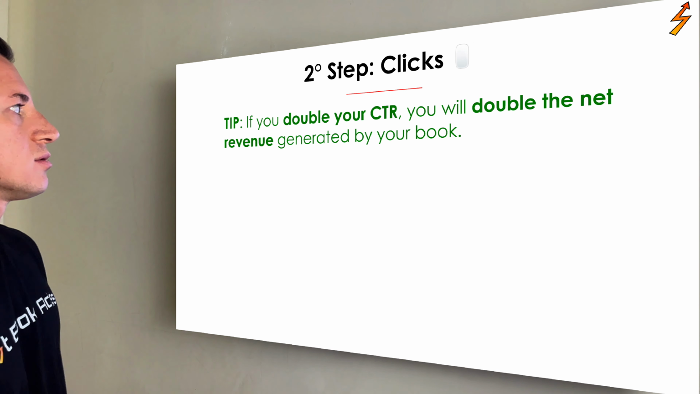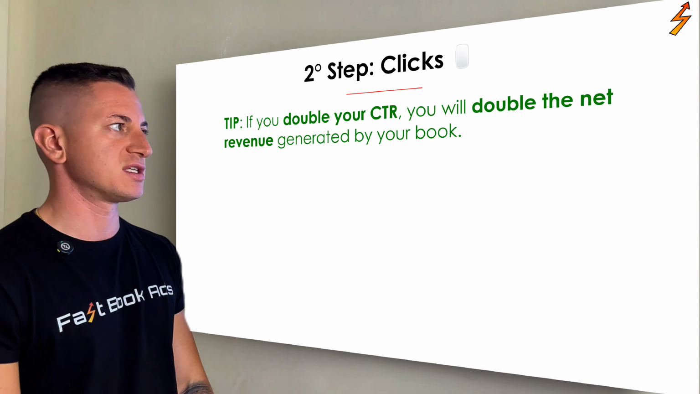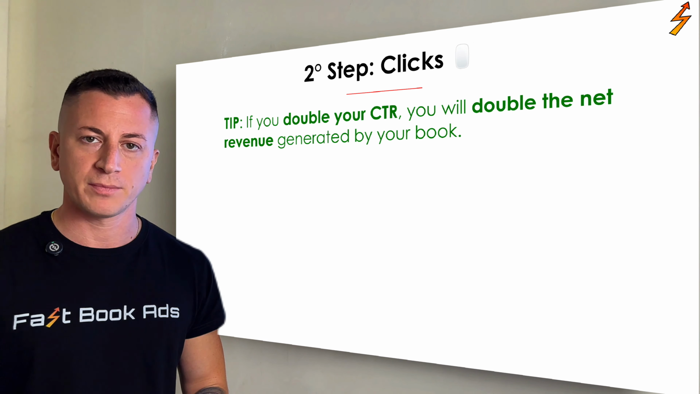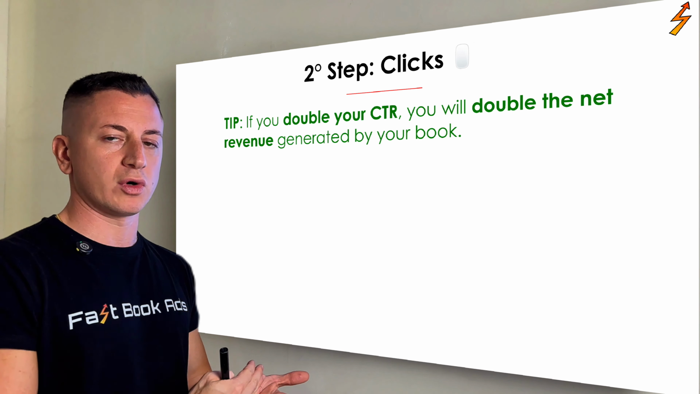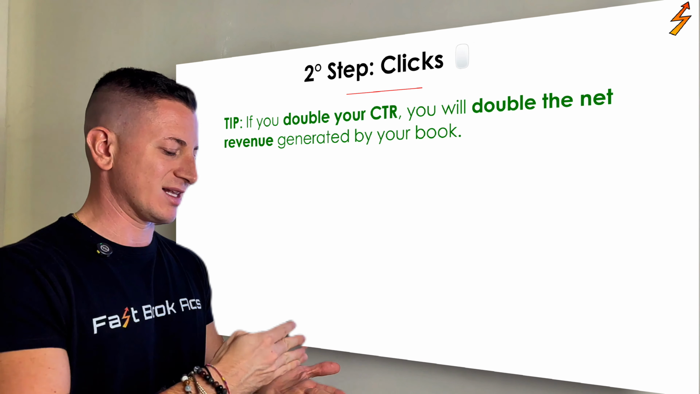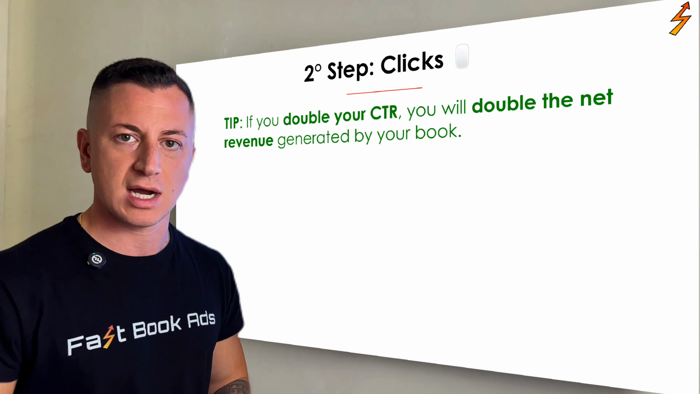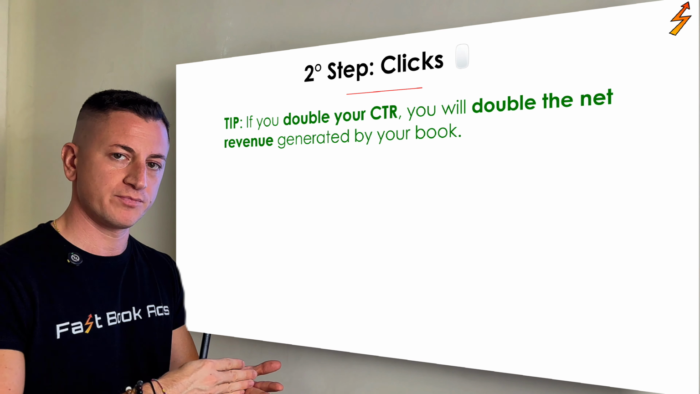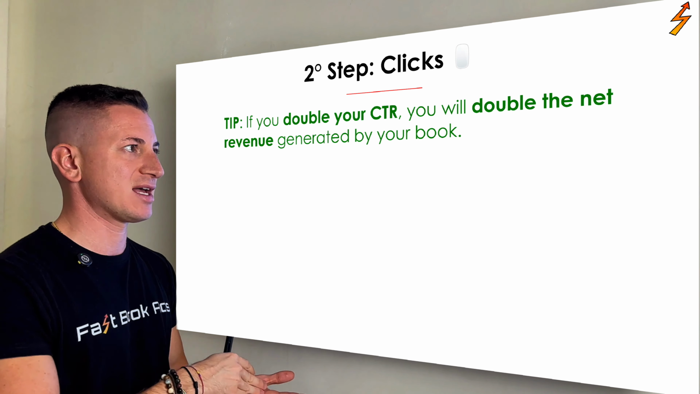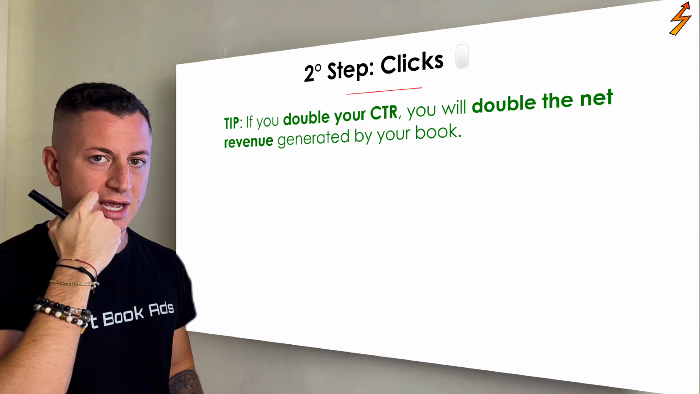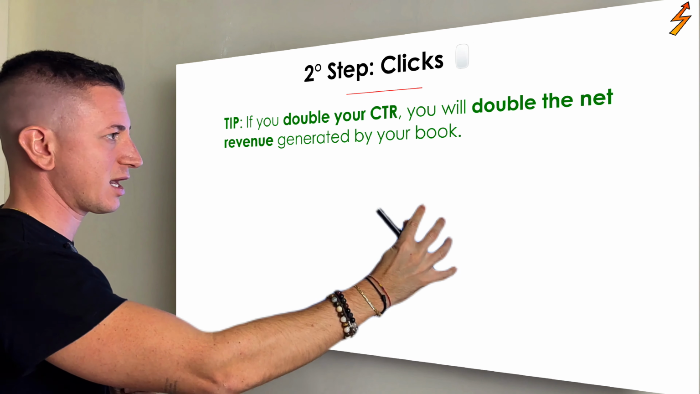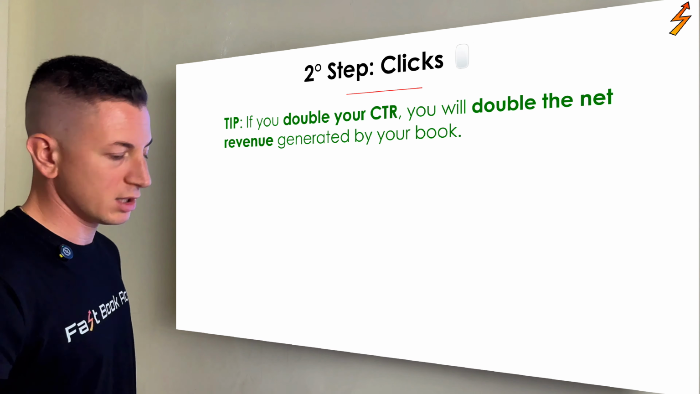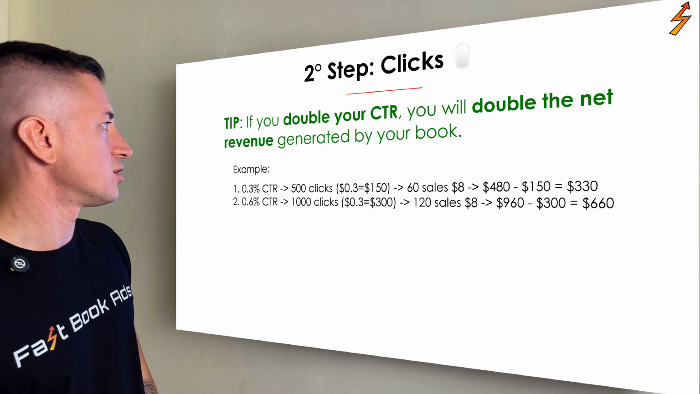Tip for the second step. If you double your CTR, you will double the net revenue generated by your book. So I told you, you need to reach at least 0.3% of CTR, but if you double it, you will also double the net profit. Impressions, conversion rate, everything is the same, but if you double the CTR, you will double the net revenue generated.